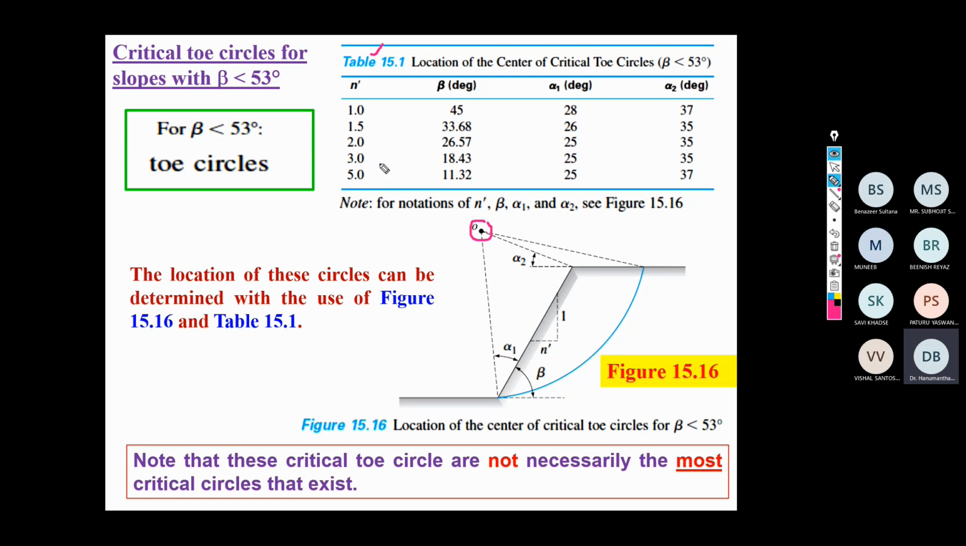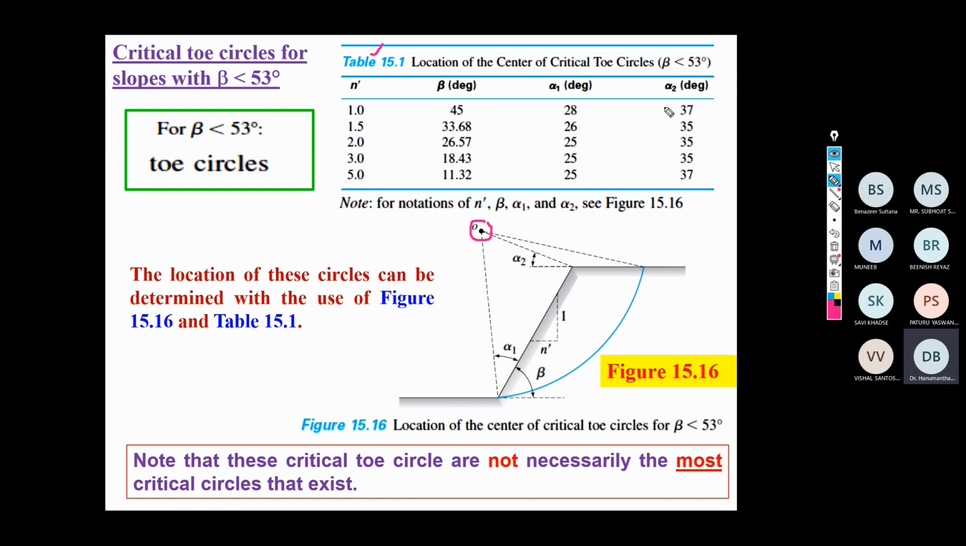So for different slope angles, that means your n dash is equivalent to some beta value. Suppose if it is 1:1, it is 45 degrees. So 1.5 means 33 degrees, 2 means 26, 3 means 18, and 5 means 11. So this is the relationship between n dash versus beta. So both are the same.